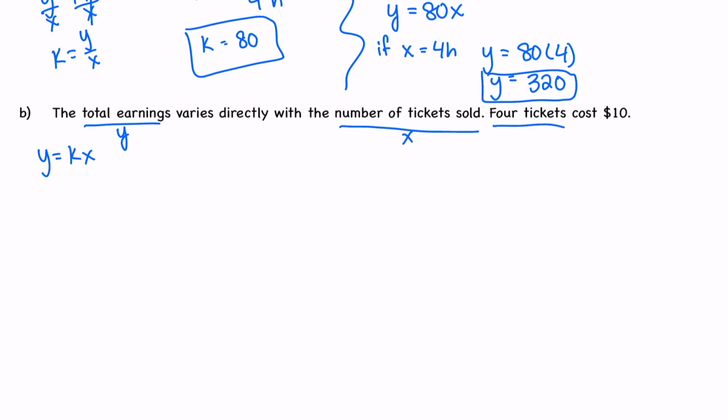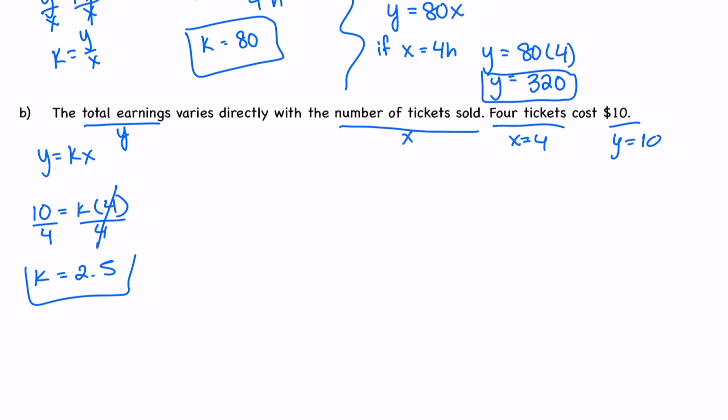So we have 4 tickets, so x equals 4, and the total cost is $10, so y equals 10. So we know 10 is going to be equal to k times x, which is 4 in this case. So to solve for k, we need to divide by 4 on both sides. The 4's would cancel out on this side, and k would be equal to 10 divided by 4, which is 2.5. And once again, to check, you can write out the equation. So y is going to be equal to 2.5x, and then you can plug in your x value and see if it spits out the correct y value. But I'll let you check that on your own.